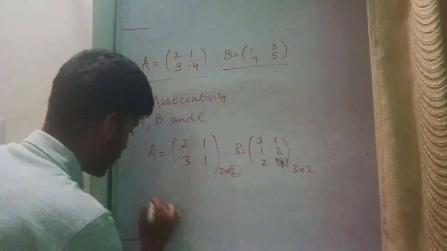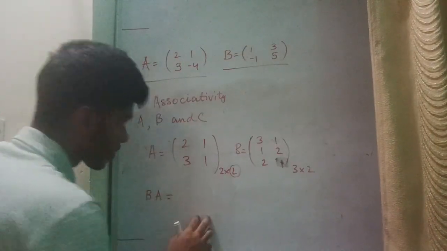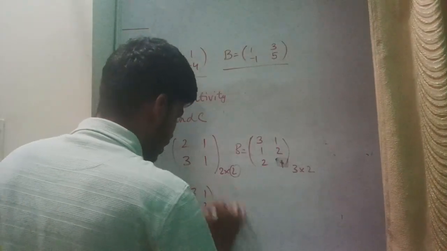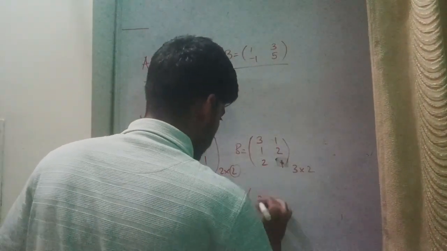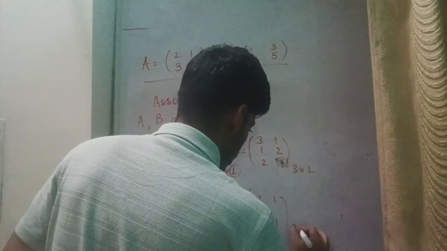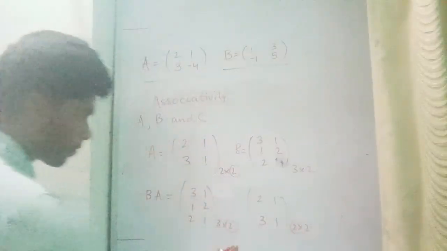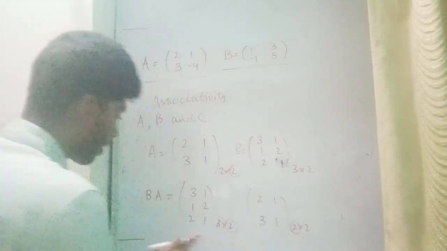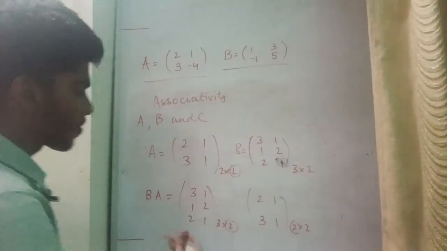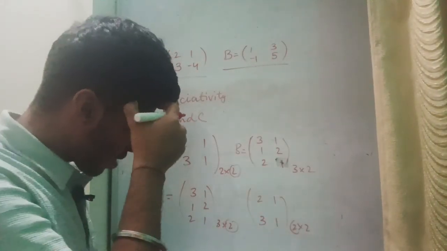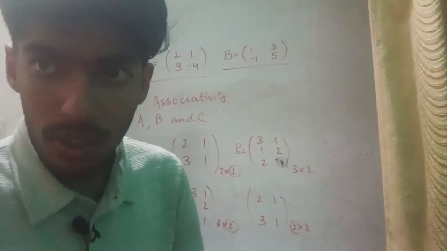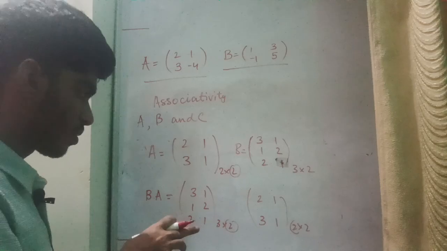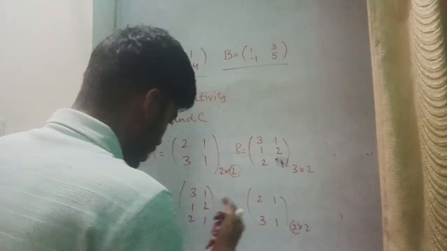But if I have to evaluate B times A, then I will write B first, and then I will write A. So here you see that the number of columns of the first matrix becomes equal to the number of rows of the second matrix, and here the matrix multiplication can take place, right? So the order of the matrices holds great importance when we are multiplying two matrices, right? So you have to take care of the order.